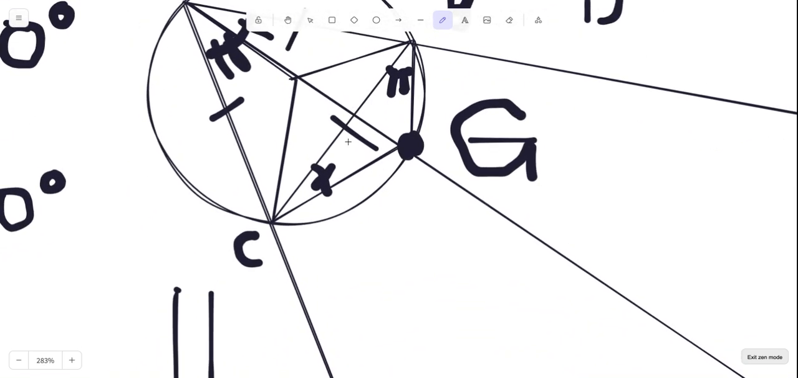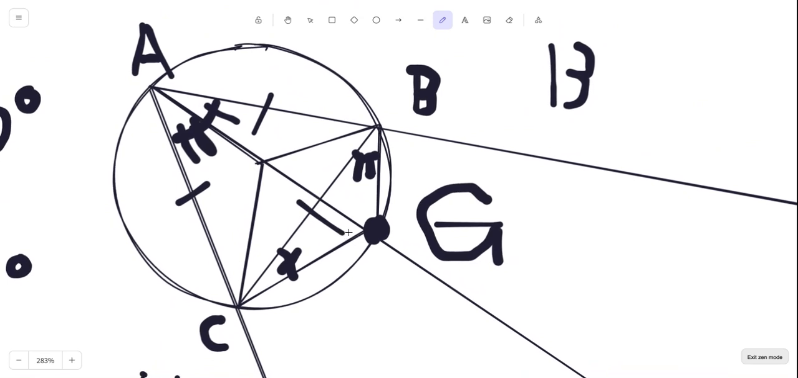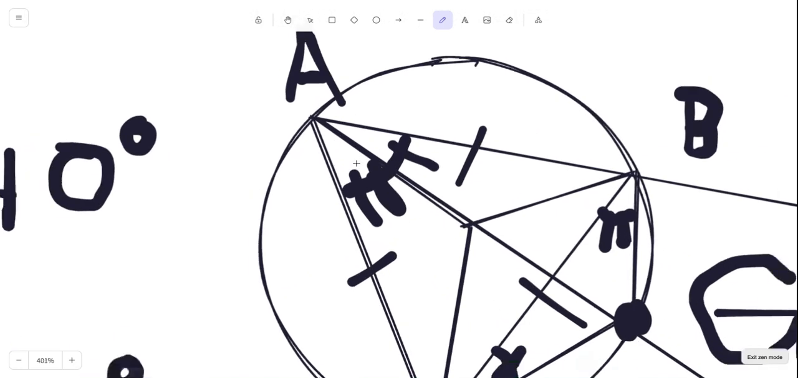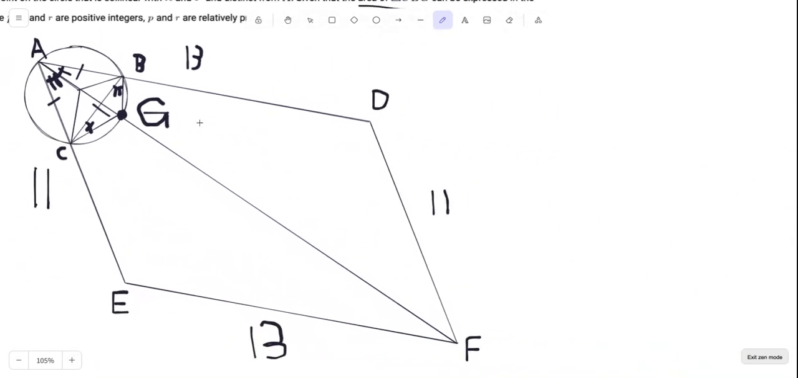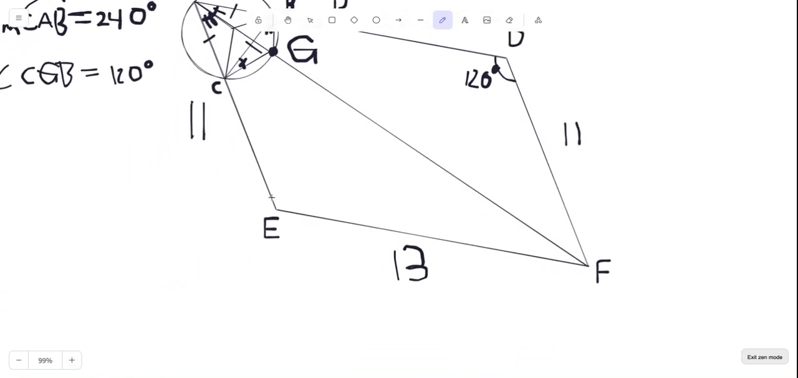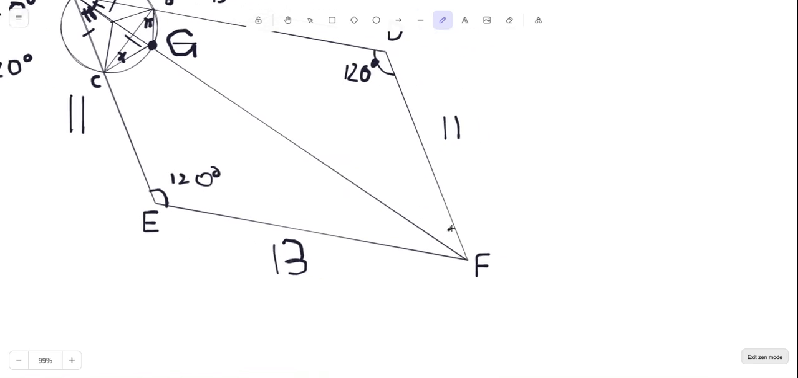Now, what do we have here? If you look at triangle CBG, angle G is 120 degrees, which means these two angles, C and B, add up to 60 degrees. We have their sum right here, which means the angle of the parallelogram, angle A, is 60 degrees. And from that, we can find the other angles easily. This would be 180 degrees minus that, 120 degrees. This is also 120 degrees. And this is 60 degrees again.